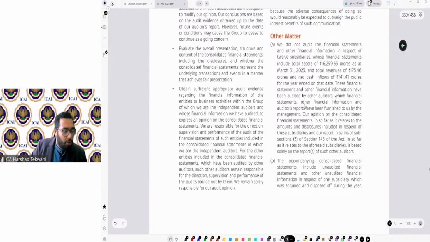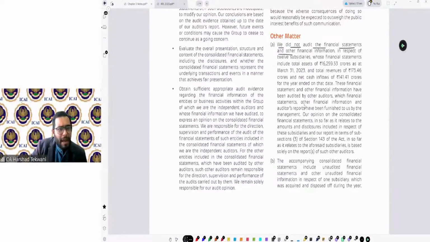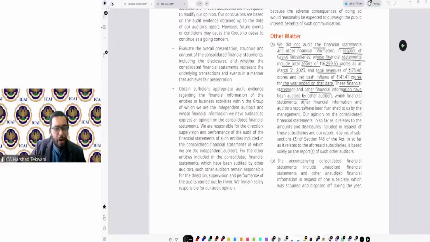Okay. No issue. So we did not audit the financial statement and other financial information in respect of 12 subsidiaries whose financial statement include total asset of this much crores and total revenues of this much amount, net cash flow this much crores for the year ended. These financial statement and other financial information have been audited by other auditors, which financial statement, other financial information and audit report have been furnished to us by the management.